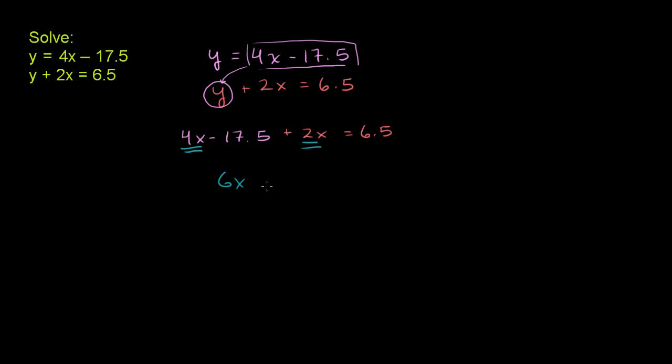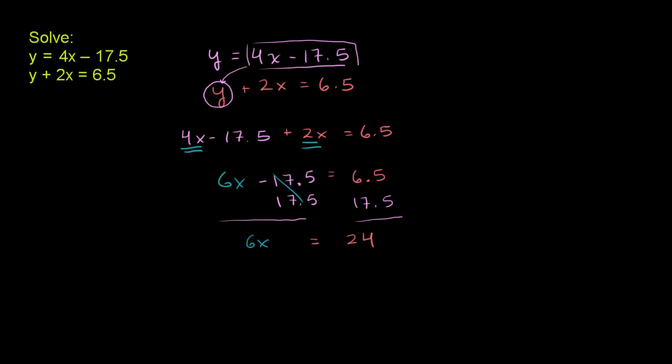And then we have 6x minus 17.5 is equal to 6.5. Then we can get the 17.5 out of the way by adding it to both sides of the equation. So this is negative 17.5. So let's add positive 17.5 to both sides of this equation. And we are left with the left-hand side is just going to be 6x, because these guys cancel out. 6x is going to be equal to, and 6.5, see, 6 plus 17 is 23, and then 0.5 plus 0.5 is 1. So this is going to be 24.